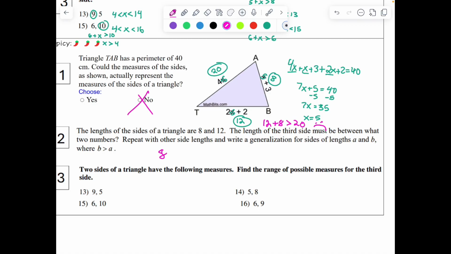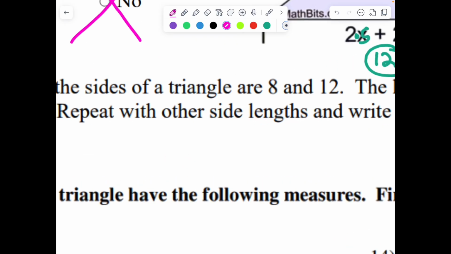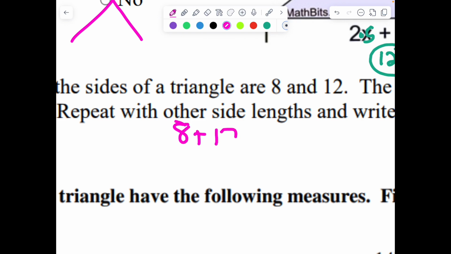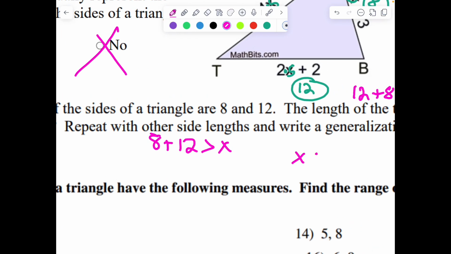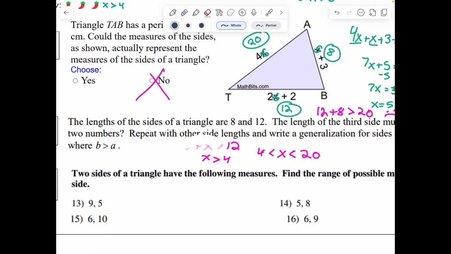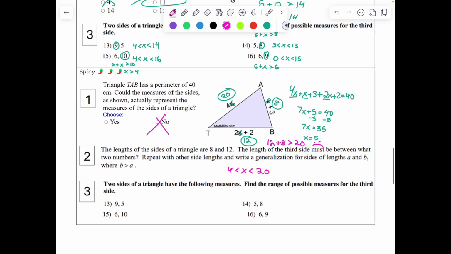All right, the lengths of the sides of a triangle are 8 and 12. The length of the third side must be between what two numbers? So they're asking for the range again. So if 8 and 12 are the smallest, the longest side must be less than that. So x has to be less than 20. But if 12 is the biggest side, then 8 plus our missing side has to be greater than 12. So x has to be greater than 4. Okay, so here's our range.